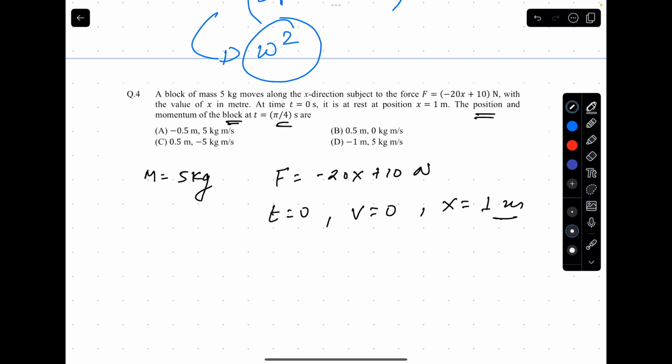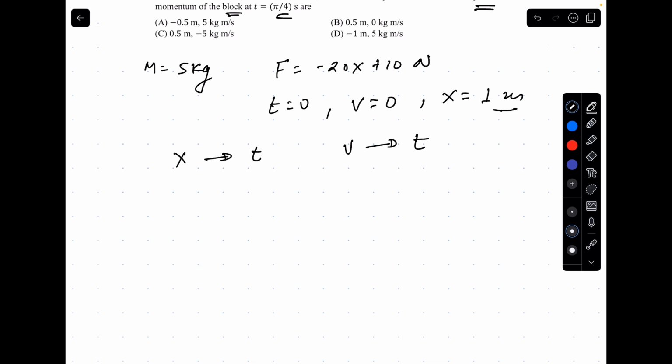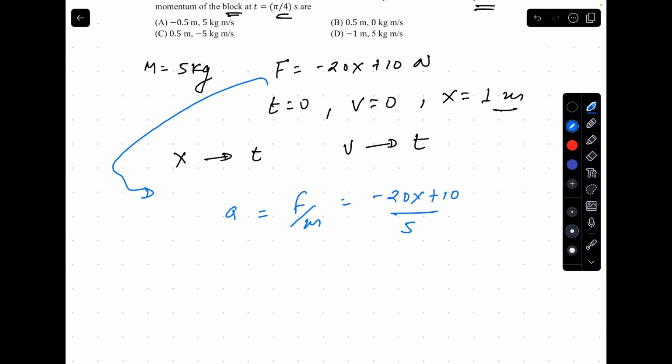So finally I need to calculate the position in terms of time, and the velocity in terms of time, so that I can find the momentum. Now there is a very well known approach for this kind of question: we find the acceleration, that is force divided by mass, which is minus 20x plus 10 divided by 5. So the acceleration becomes minus 4x plus 2.